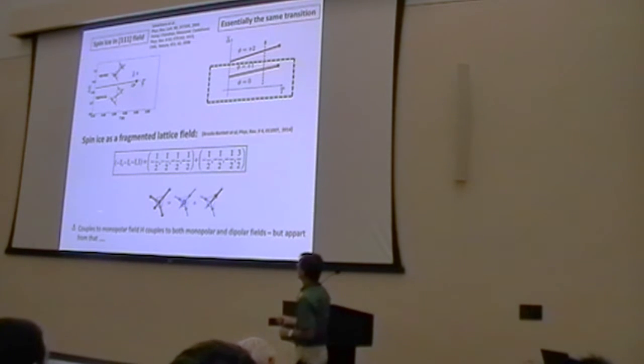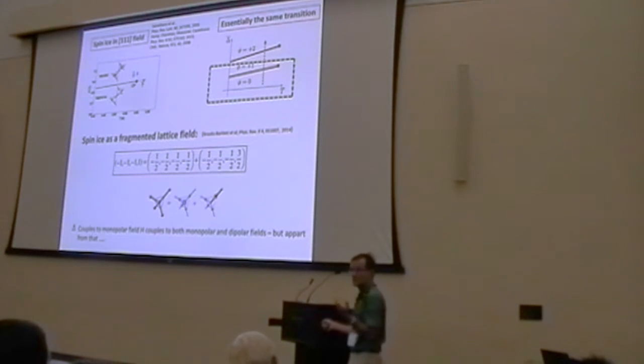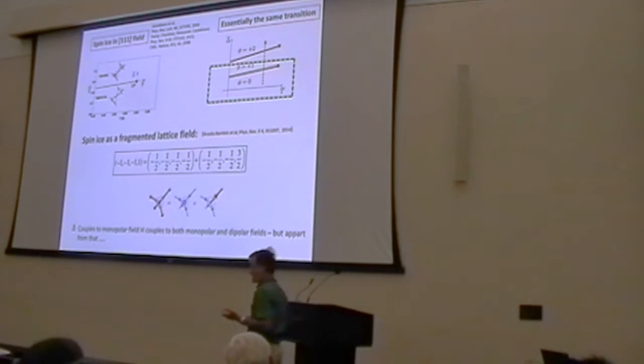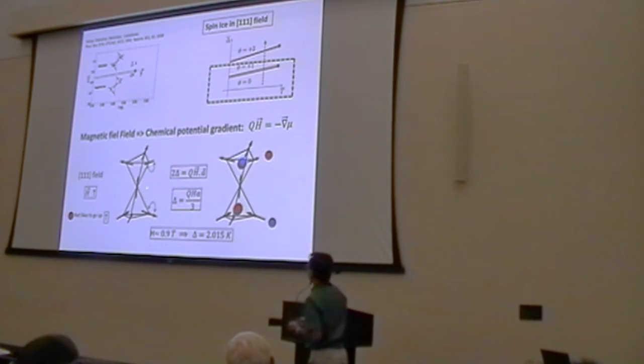For the physics that I've told you, delta, the staggered chemical potential, couples just to this part of this field, whereas H, the applied field, couples to both the monopolar part and the circulating part. But apart from that, it's essentially the same thing. This applied field provides you with this staggered chemical potential, and you can see that explicitly here.